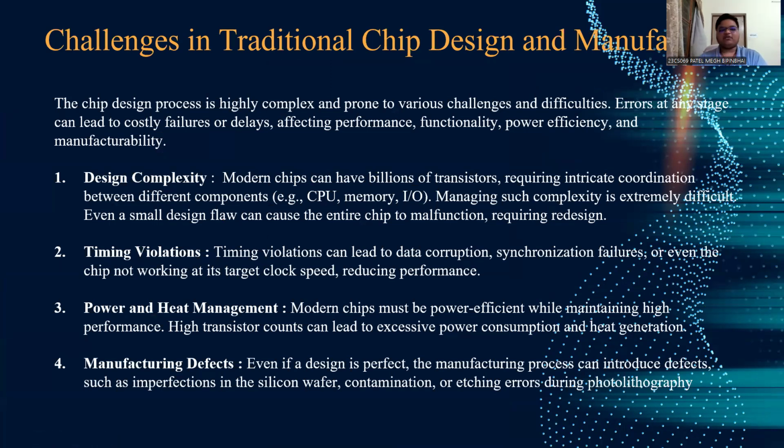Now that we know the process of chip manufacturing, let us discuss the challenges in traditional chip design and manufacturing. It is a highly complex process and thus prone to various challenges and difficulties. Errors at any stage can lead to costly failures or delays, affecting performance, functionality, power efficiency, and manufacturability. Some of the problems are design complexity. A chip has billions and billions of transistors requiring intricate coordination between different components, CPU, memory, I/O, and to manage such complexity is extremely difficult. Even a small design flaw can cause the entire chip to malfunction, requiring redesign.